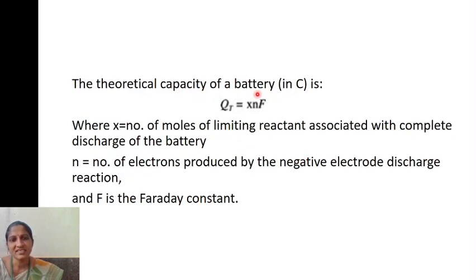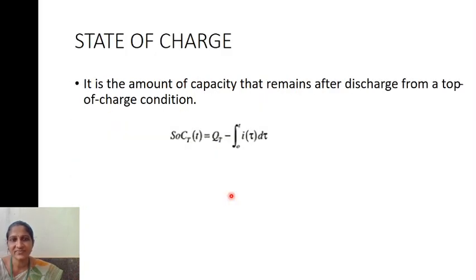And the theoretical capacity of a battery in coulombs is noted as Q equal to xnF, where x is the number of moles of the limiting reactant associated with complete discharge of the battery, n is the number of electrons produced by the negative electrode discharge reaction, and F is the Faraday constant.